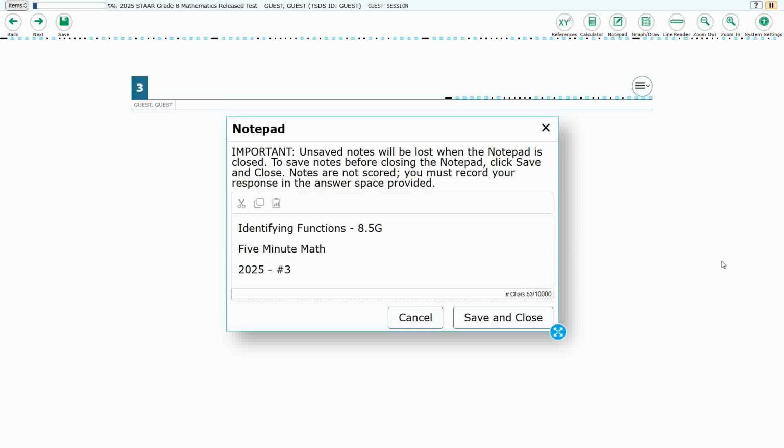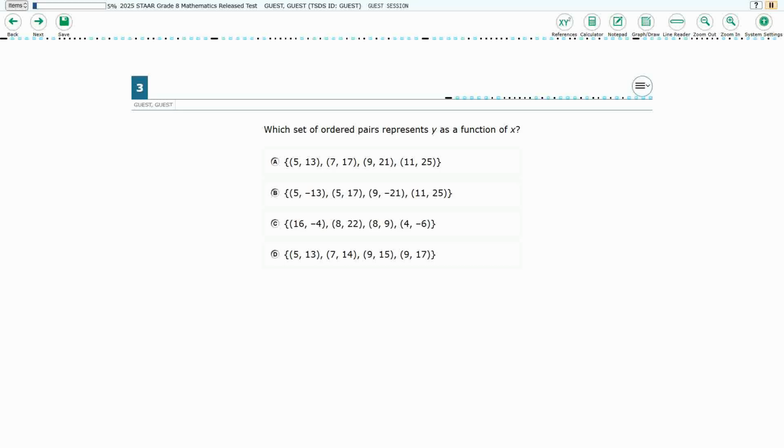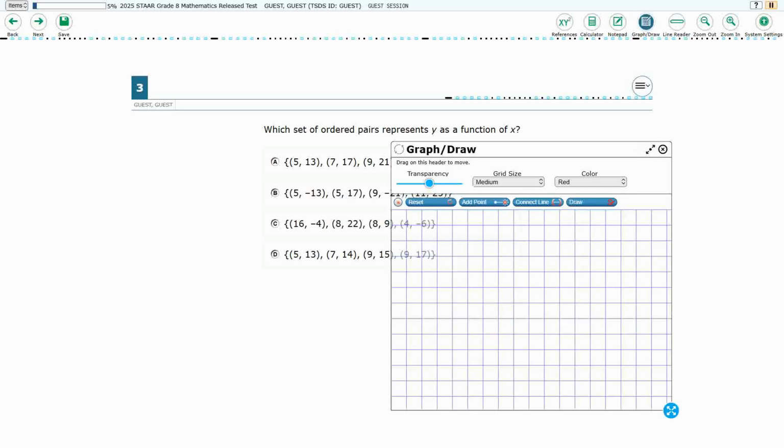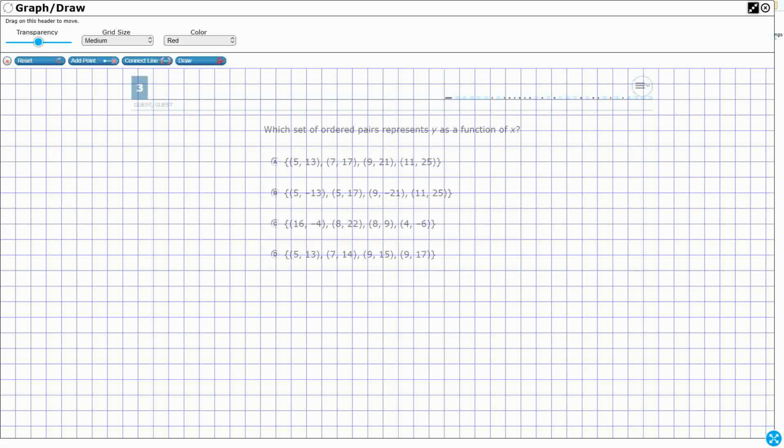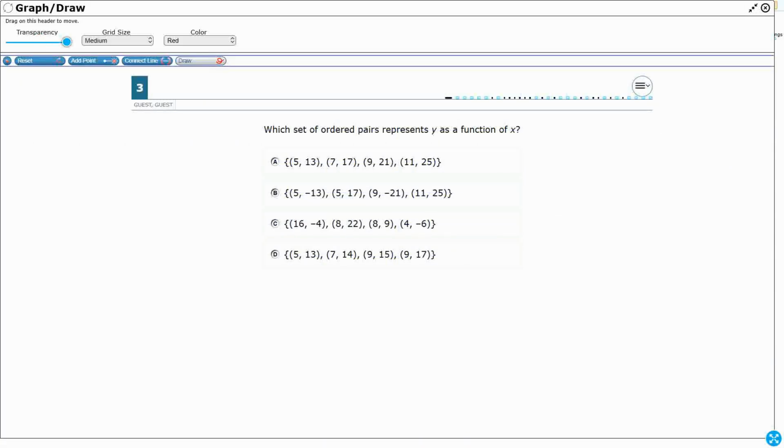Today we are looking at the 8th grade concept of identifying functions. This is standard 8.5G in the great state of Texas, and we are using item number 3, the 2025 released STAAR test. If you haven't done so already, please go ahead and take a moment to pause the video, work this problem out on your own, unpause it. We will look at our answers together.